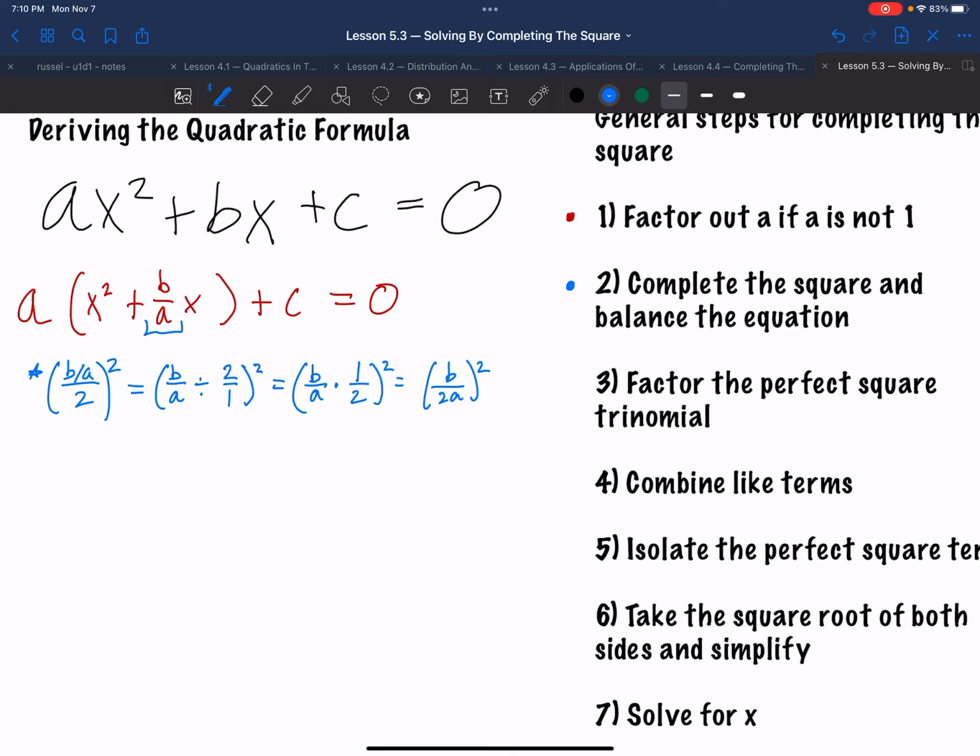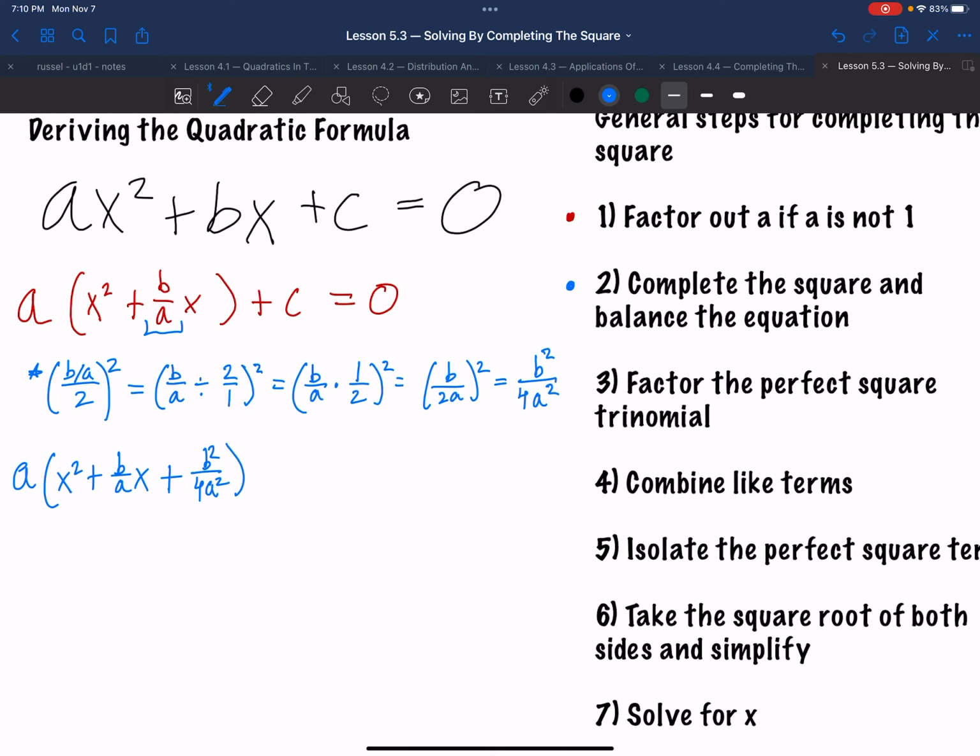Of course, let me actually square this thing. It is b squared because b times b, and 2a times 2a is 4a squared. So what I'm going to be adding here is b squared over 4a squared. That is what's going to help me complete the square. So I'll say a times x squared plus b over a x plus b squared over 4a squared.